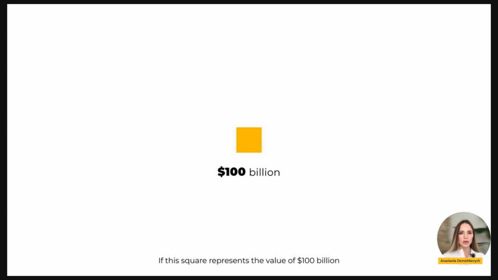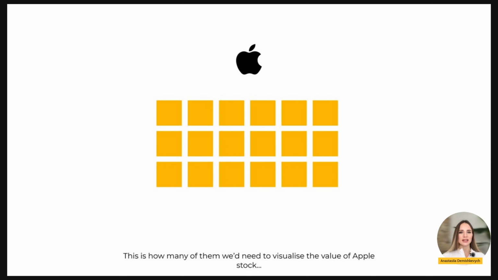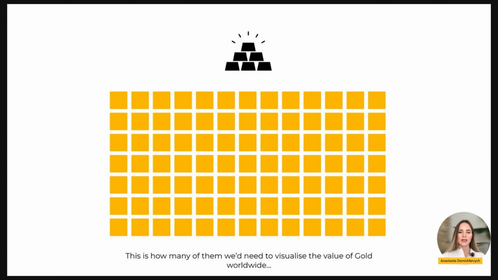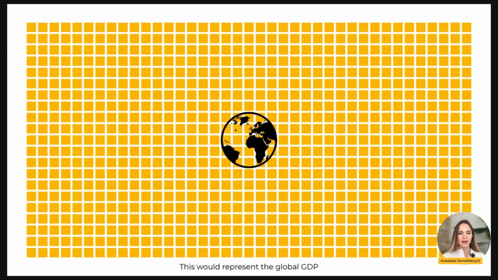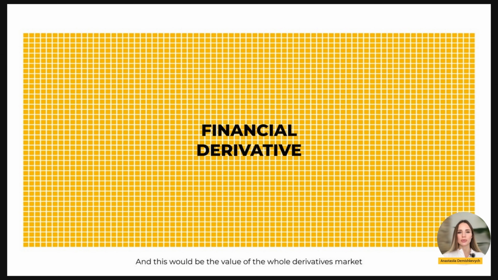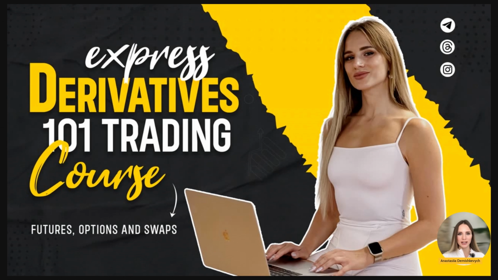If this one square represents a value of $100 billion, then this is how many of them we need to visualize the value of an Apple stock. This would represent the value of total gold around the world. This would represent the global GDP. And this would be the value of the whole derivatives market.